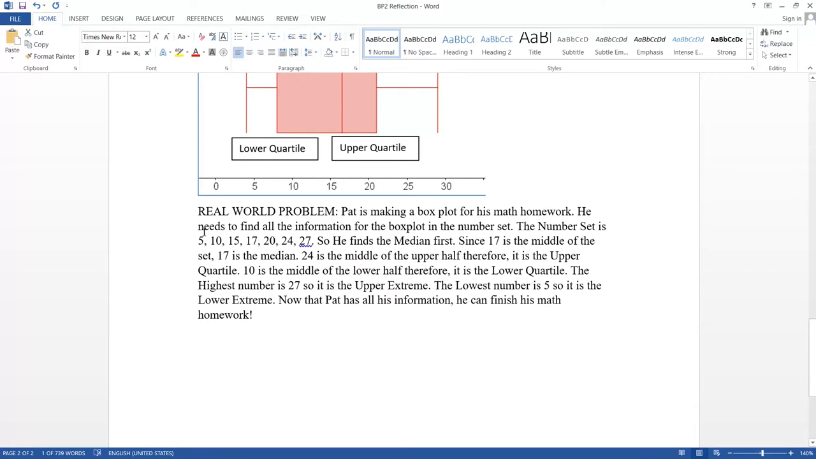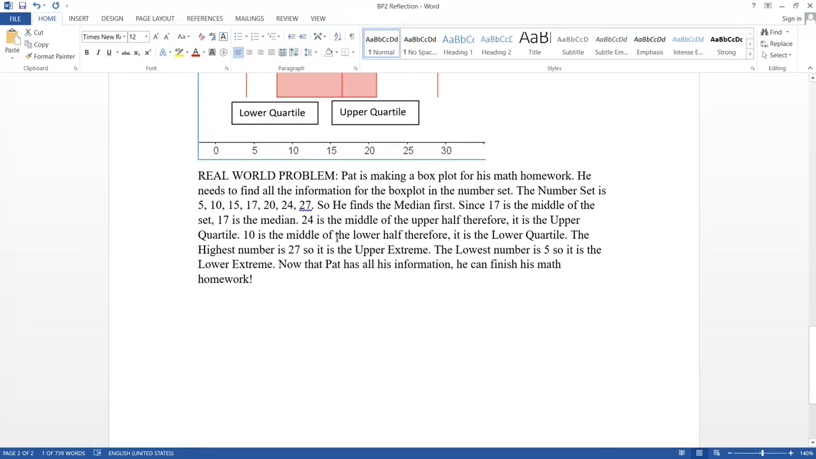10 is the middle of the lower half, so it is the lower quartile. The highest number is 27, so it's the upper extreme, and the lowest number is 5, so it is the lower extreme. Now Pat has all his information, so he can finish his math homework.